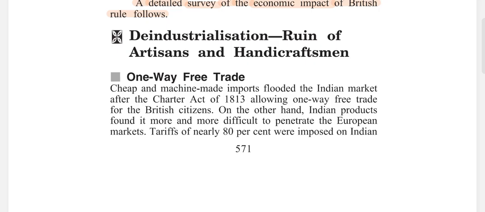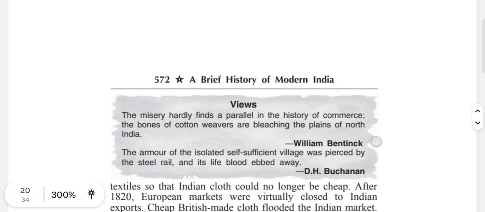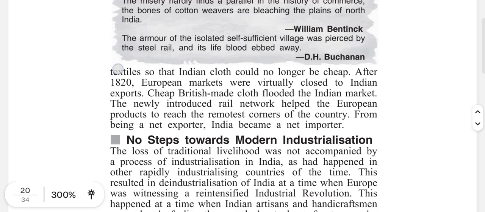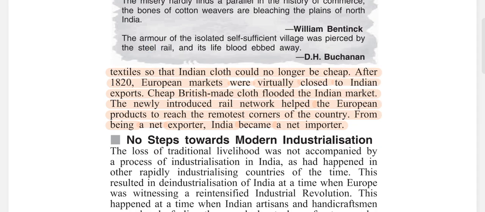Tariffs of nearly 80% were imposed on Indian textiles so that Indian cloth could no longer be cheap. After 1820, European markets were virtually closed to Indian exports. Cheap British-made cloth flooded the Indian market. The newly introduced rail network helped the European products to reach the remotest corners of the country.